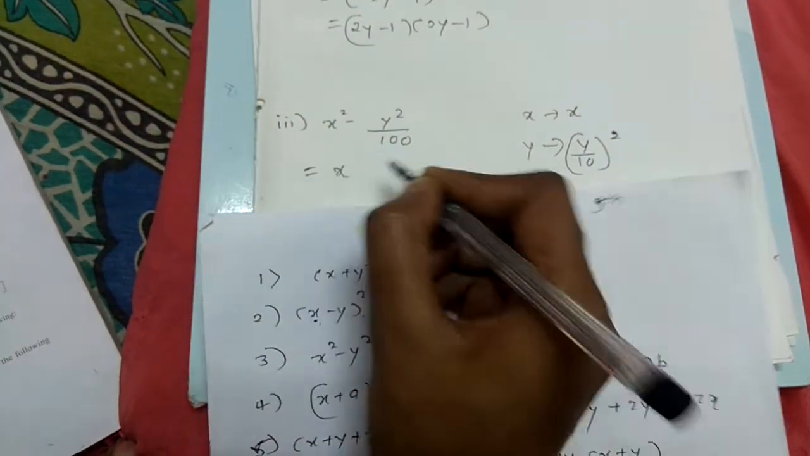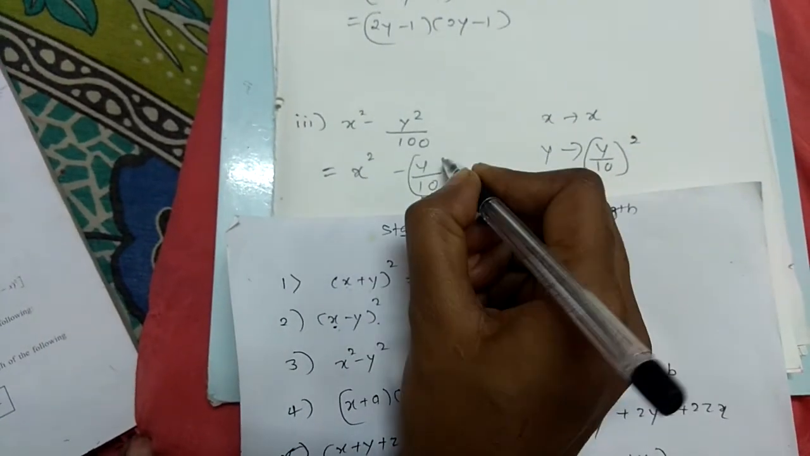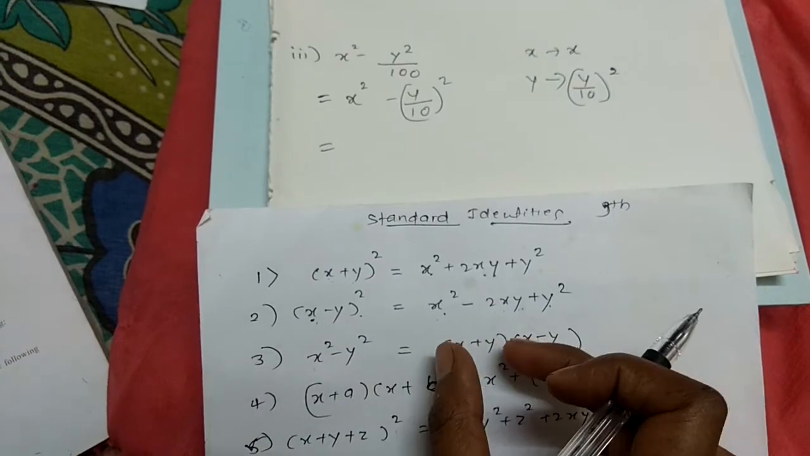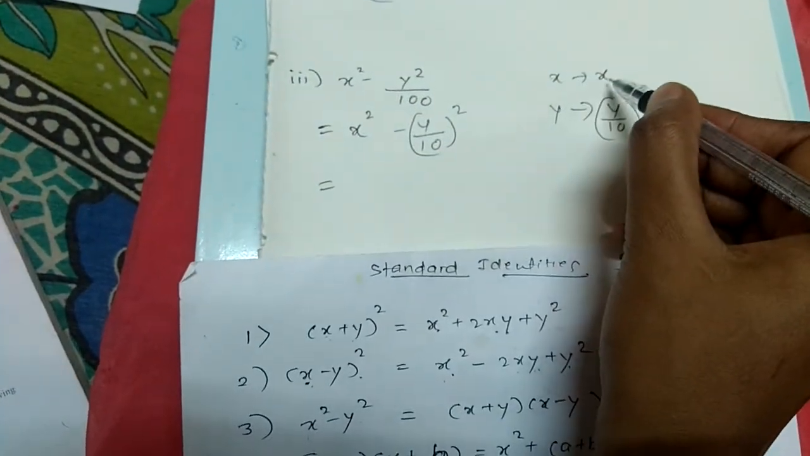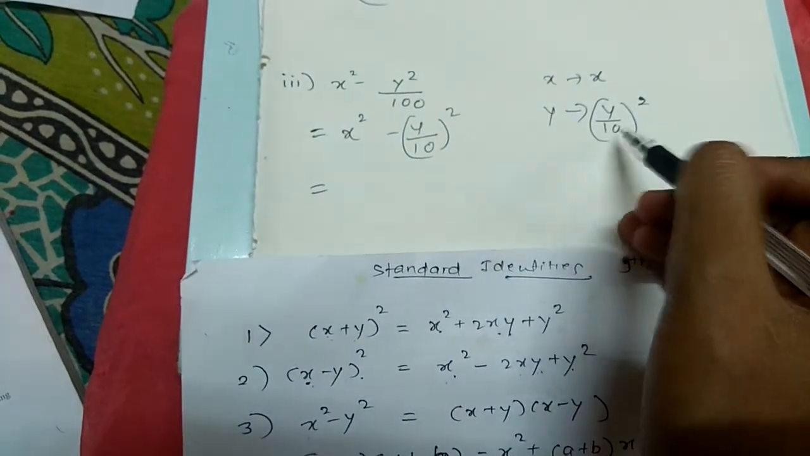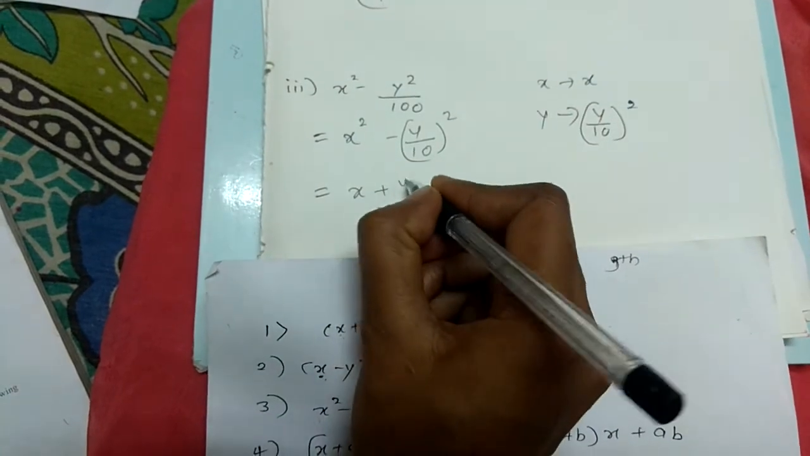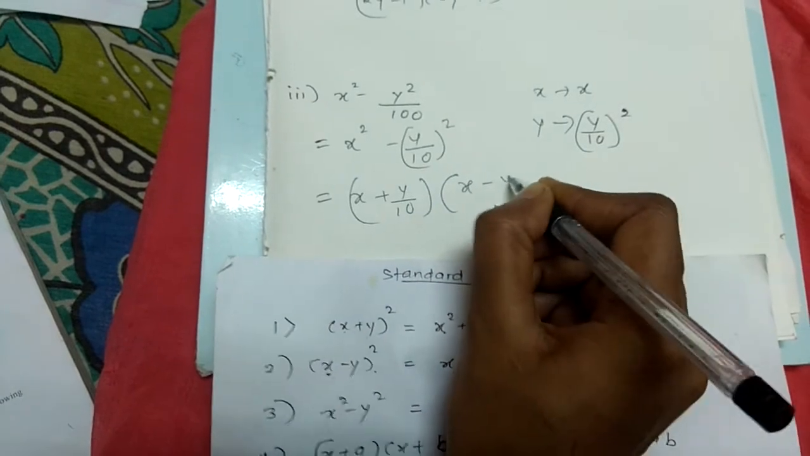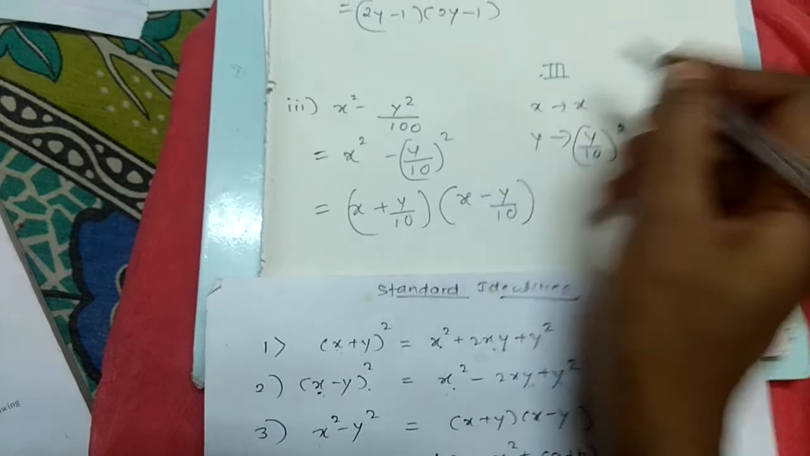First of all we write both the terms in square form: y upon 10 its square, that is y square and 10 square is 100. So this is equal to x plus y, x minus y. For your convenience I wrote here x is your x only and y is y by 10. So x plus y by 10, and x minus y by 10. Here we use the third identity.